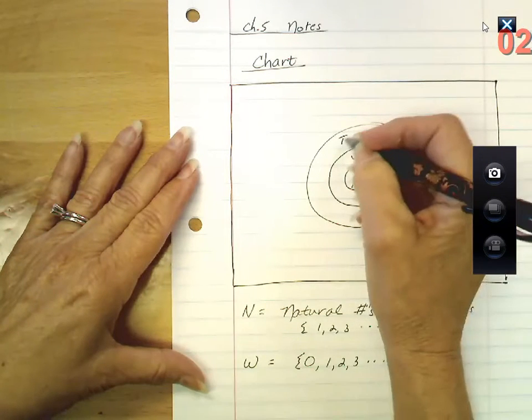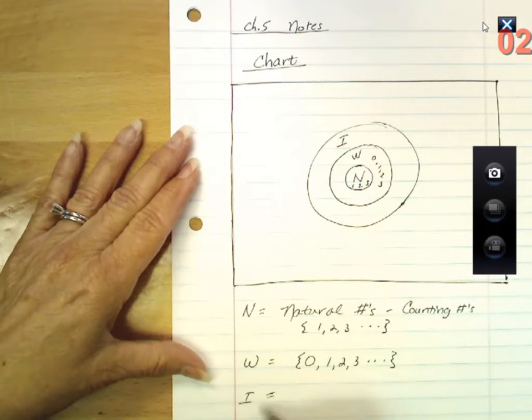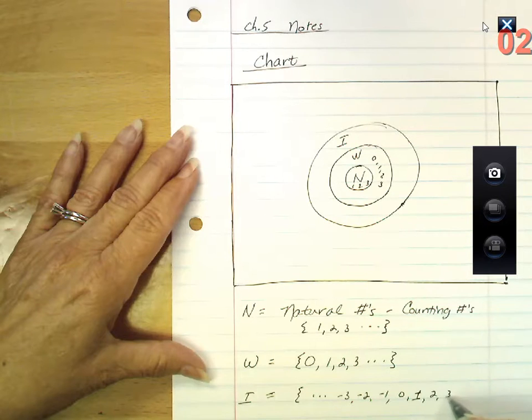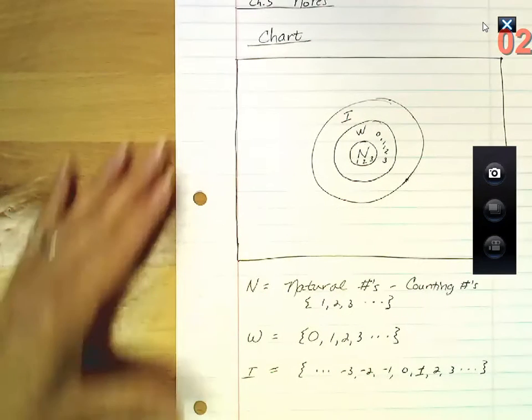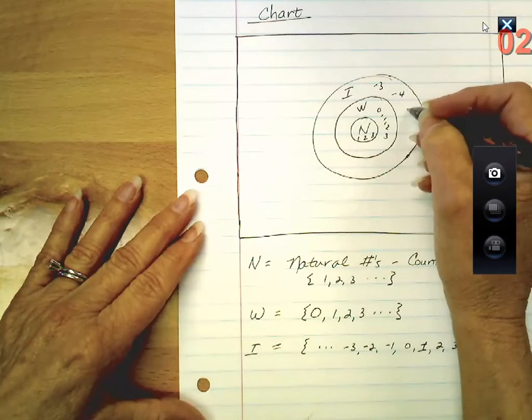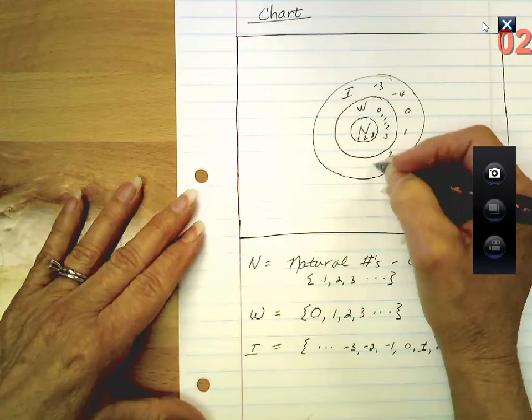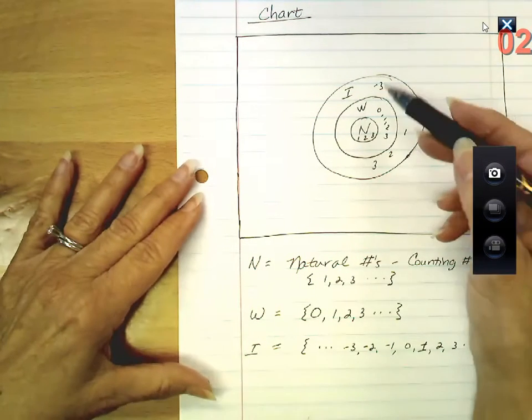integers. Bobby said earlier that the integers, you add the negative numbers. So the integers, you're just adding the negatives. So put a couple of negative numbers here, the 0 and 1, 2, and 3 for the integers. Natural, whole, integers.